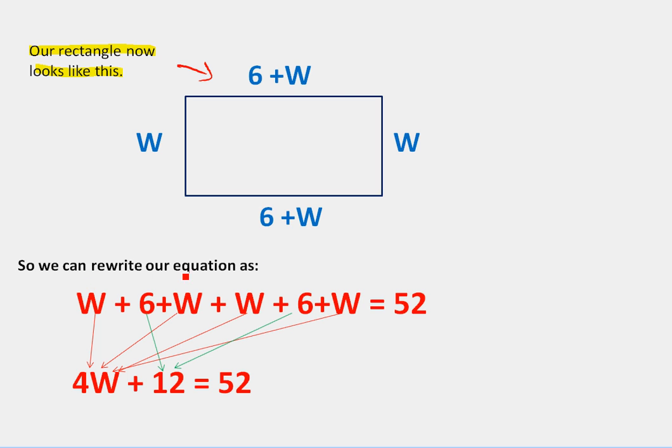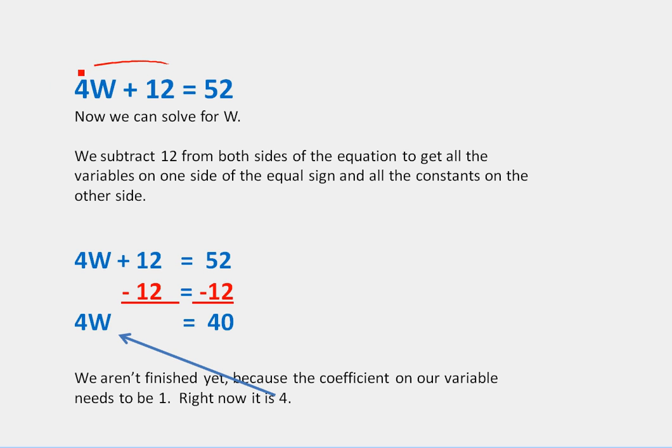So we can write our equation as this because we have 1, 2, 3, 4 W's. So we write 4W, and then we have 6 and 6. So 6 plus 6 is 12, and then our perimeter is 52. So now our equation is 4W plus 12 equals 52, and we can solve for W. So we subtract 12 from both sides of the equation to get all of the variables on one side of the equal sign and all the constants on the other side.